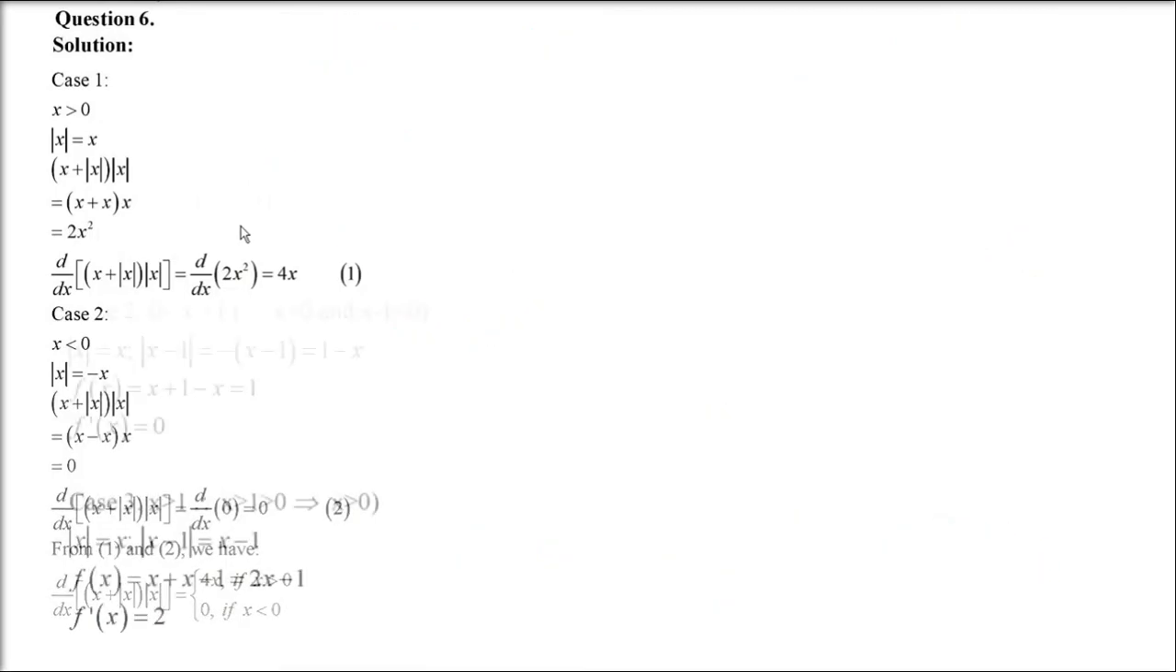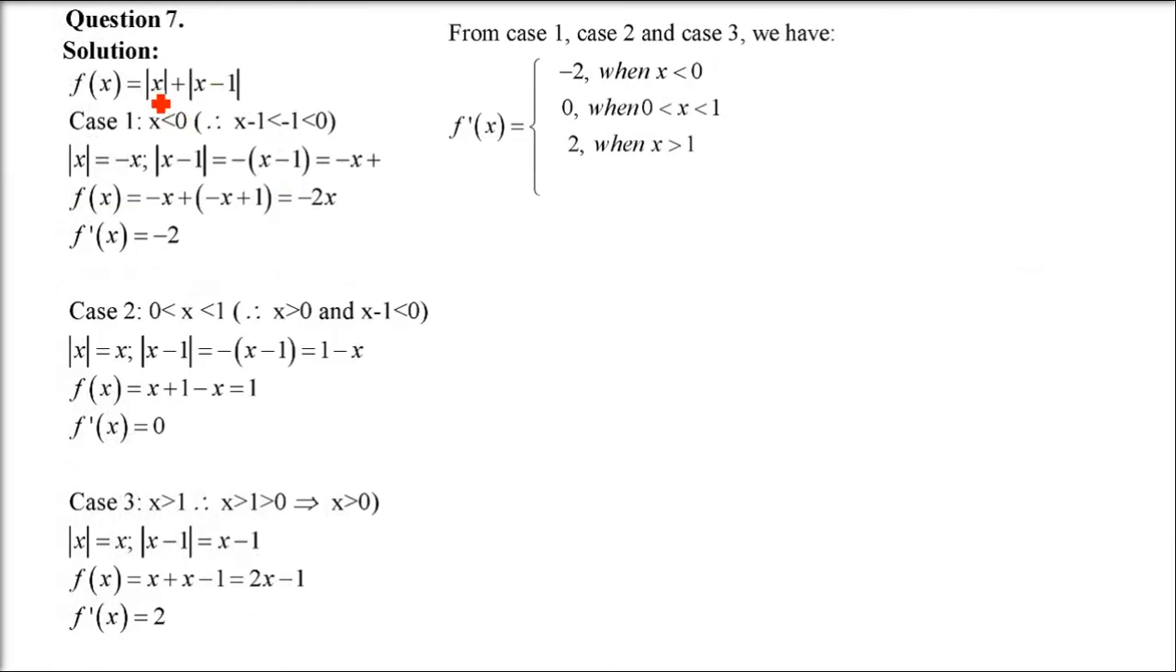Next one. Now here we have x mod x and mod x minus 1. So now we will have three cases. You see how? Because if you want to see how many critical points are there, the critical points we have to check are where it becomes 0. First function is x, so x is 0. So 0 is a break point or a critical point. Now x minus 1, just put it 0, so x equals 1. So 0 and 1 are the critical points.